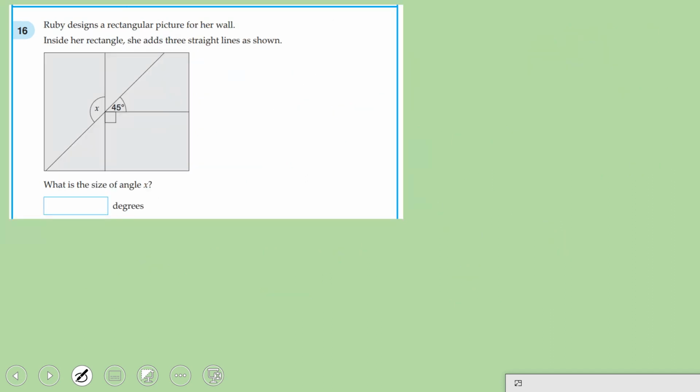Ruby designs a rectangular picture for her wall. Inside her rectangle, she adds 3 straight lines as shown. What is the size of the angle at size of angle X?